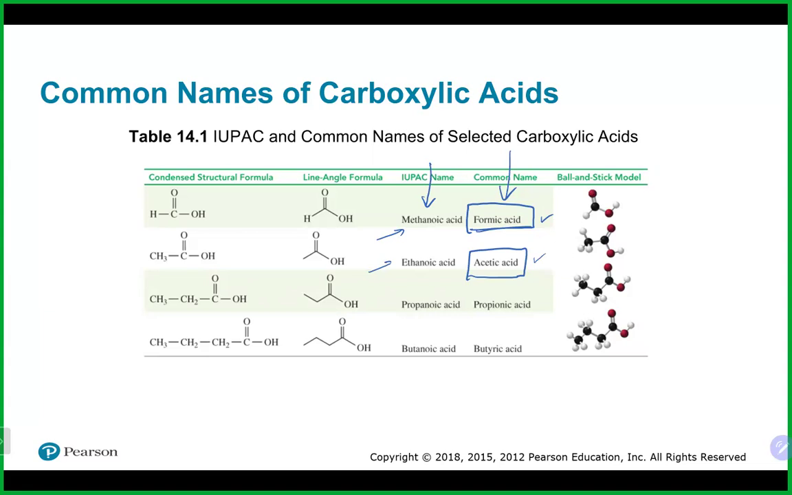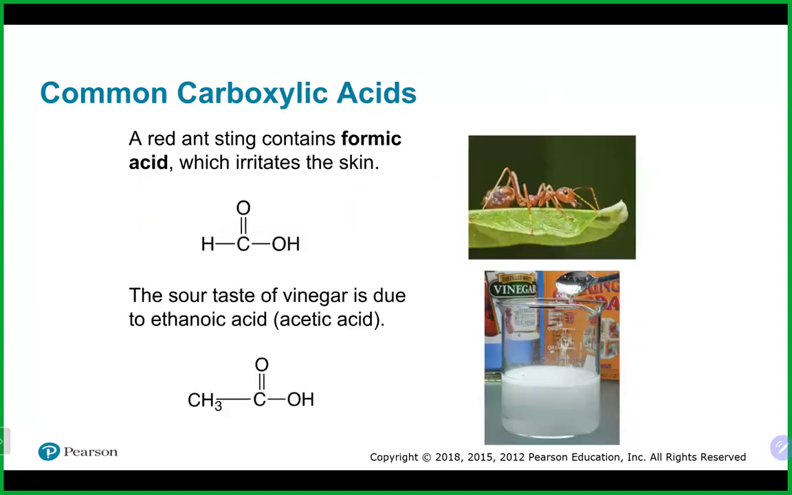The other ones, we're not going to use the common names for, but those two do have a tendency to pop up in places. Formic acid is really methanoic acid, which has the one carbon. And it irritates you if you get stung. And as I mentioned before, acetic acid, which is ethanoic acid because of the two carbons, is the main component of vinegar, basically.